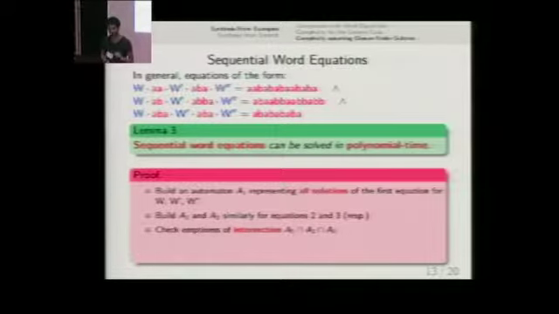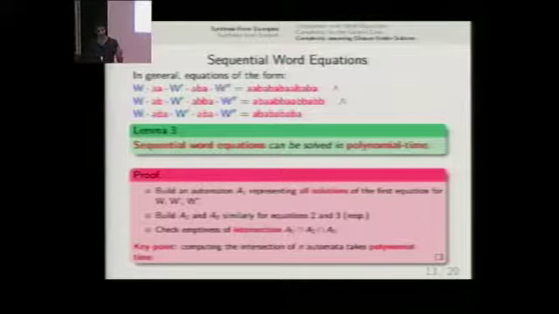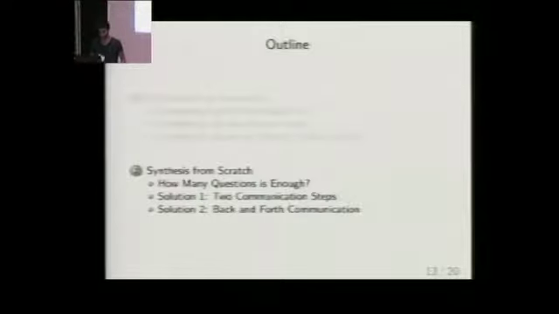And here the important point is that in general, when you take the intersection of n automata, you have an exponential blowup. But because of the particular form that these automata have, we have proven that the intersection here doesn't blow up, and you can compute this intersection of multiple automata in polynomial time. So that's it for the first problem. Now let me tell you about the second one.